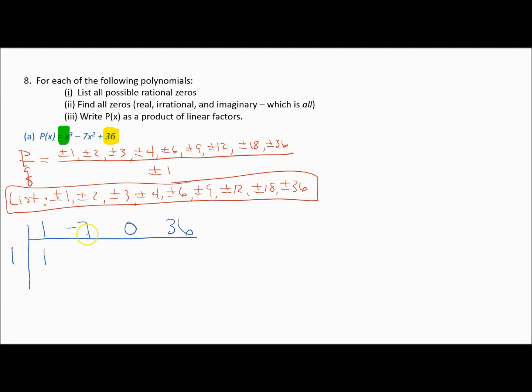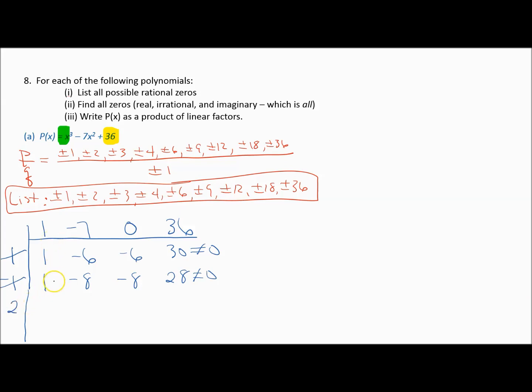1 times 1 is 1, plus negative 7 is negative 6. 1 times negative 6 is negative 6, plus 0 is negative 6. 1 times negative 6 is negative 6, plus 36 is 30. Now what I know is that's not equal to 0, which means 1 is not a 0 of the polynomial. And I'm going to check negative 1. So 1 comes down directly. Negative 1 times 1 added to negative 7 is negative 8. Negative 1 times negative 8 is 8 added to 0 is 8. Negative 1 times 8 added to 36 is 28. And that's not equal to 0. Therefore, negative 1 is also not a 0 of our polynomial.